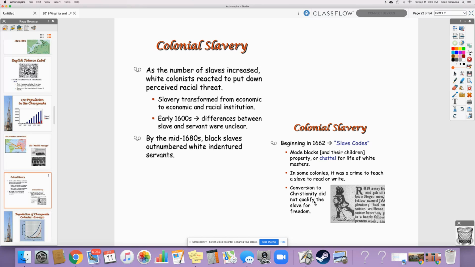One thing that is different about the British colonies and the Spanish colonies: many Spaniards believed that if Native Americans, who they were forcing into labor, converted to Christianity, then they could not be enslaved. This does not apply in the British colonies. In the British colonies, even if people of African descent converted to Christianity, this doesn't change their status as slave.